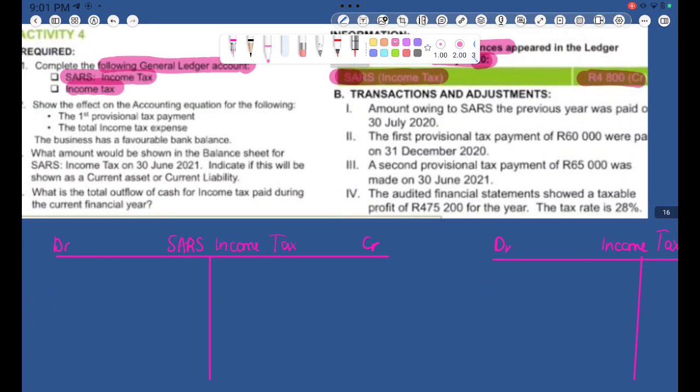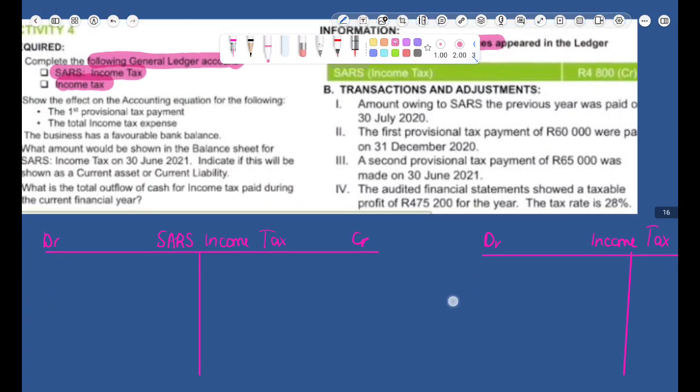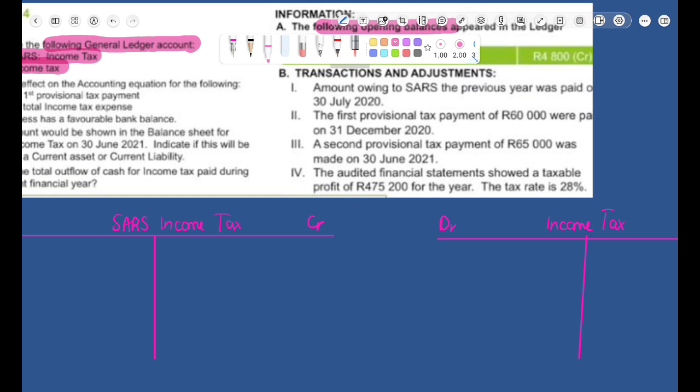For this example, what we're going to do is prepare the SARS income tax account and the income tax account, right? In the previous video, I explained what we are doing. If you are confused, go back to my introduction to income tax and you'll understand what exactly we are doing in this activity. So let's go and see.